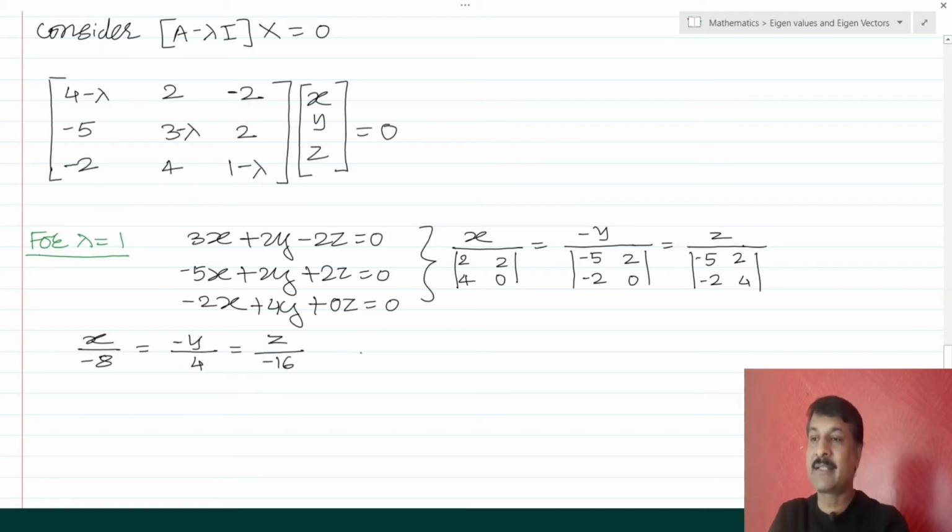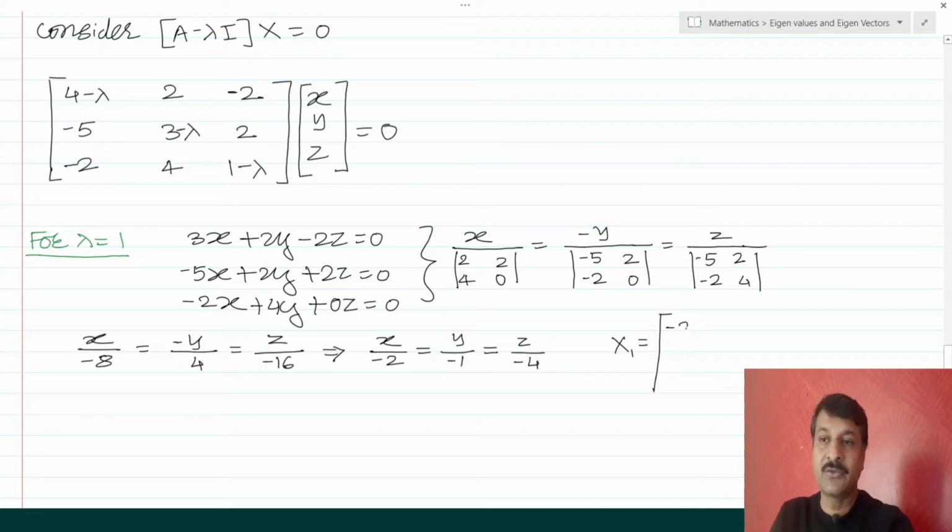So minus 16. You can divide these 8, 4 and 16 by 4. So I am getting x upon minus 2, y upon minus 1 if we divide by 4, and z upon minus 16 by 4, which means minus 4. So what is your x1, means the first vector?